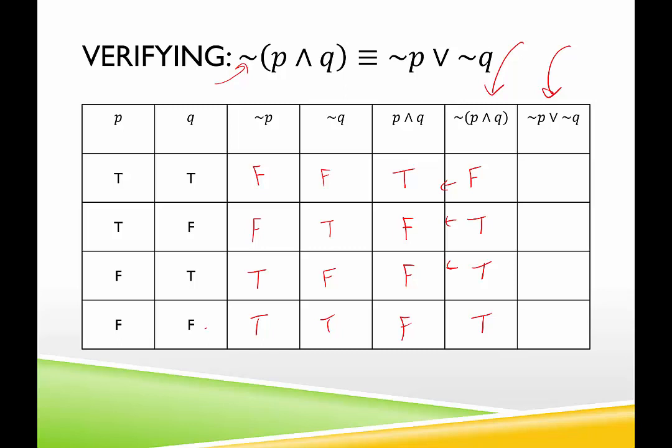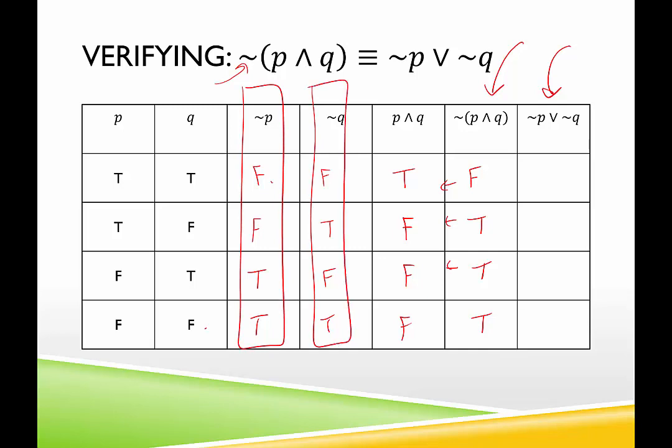And then lastly, not P or not Q. So this is a disjunction, and for a disjunction to be true, it has to have one or both statements be true. So we're looking at the two negated columns. We have false or false. That would be false. False or true is true. True or false is true. True or true is true. And so if we compare these two statements, we do see that they are in fact logically equivalent. So De Morgan's law does hold, and we're glad it does.